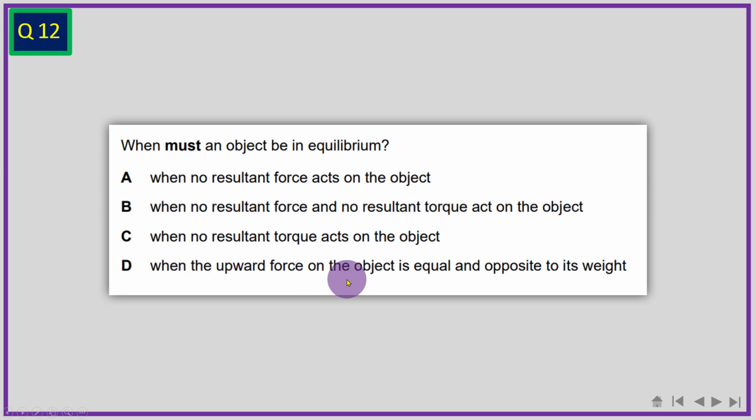When the upward force on the object is equal and opposite to its weight, this is an application of the condition where the resultant force is equal to 0, meaning that the sum of forces in one direction, which may be upwards, should be equal to the sum of forces in the opposite direction. So this one is a specific application of this one condition. So the best answer here is B, when no resultant force and no resultant torque act on the object.